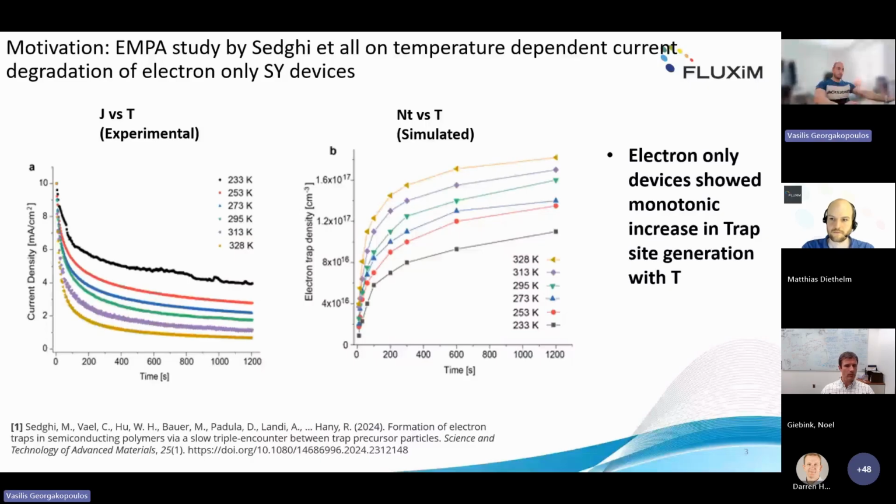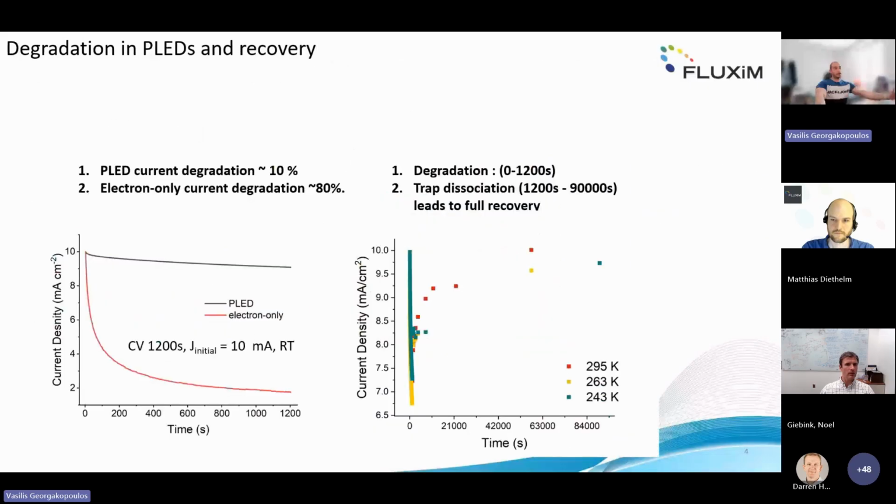So then we moved on to trying this with PLEDs, with the bipolar devices, because this is the interesting application basically. And what they found out, the peculiar thing, was that at room temperature, when they did the same thing for a PLED device, while for the electron-only device they saw degradation in the current of about 80%, for the PLED device it was only about 10% or so. And this was quite a strange phenomenon. So why is the degradation so little compared to the electron-only devices?